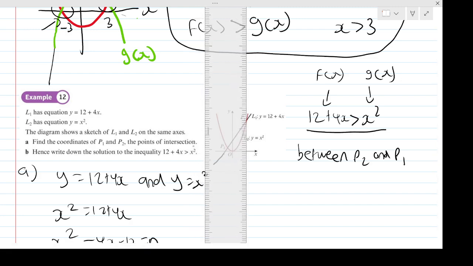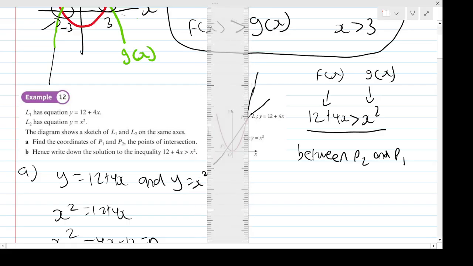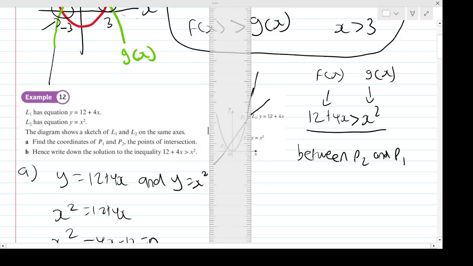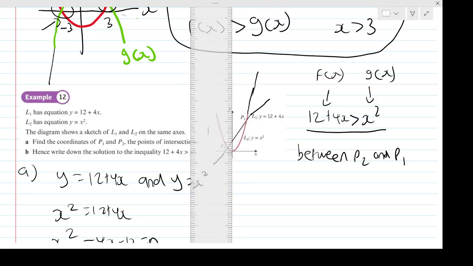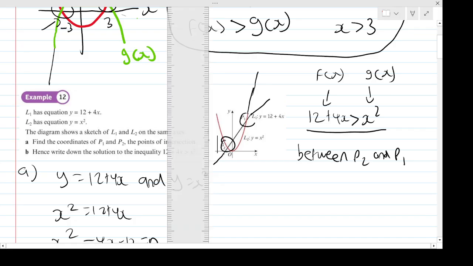But then what happens after we reach the second point, P1? After that point, if we were to continue on the graph to help you visualize, the curve would always be above the line. So at that point the line is below the curve, so 12 plus 4x would be less than x squared, so that would not be a solution there. So the only time that the line is above the curve, where 12 plus 4x is greater than x squared, is strictly between this first point and this second point.